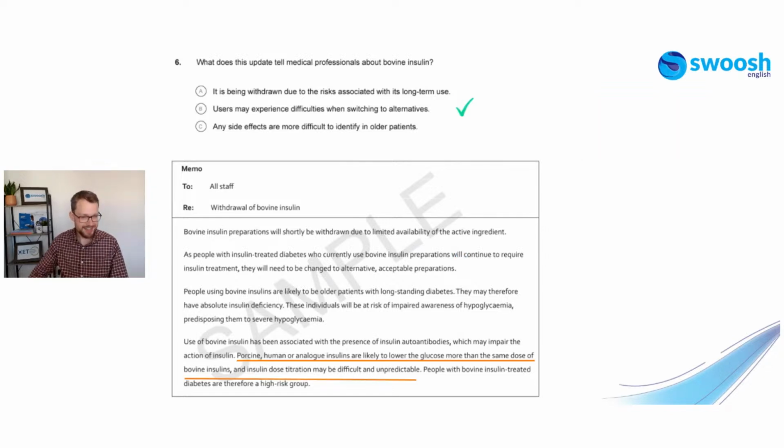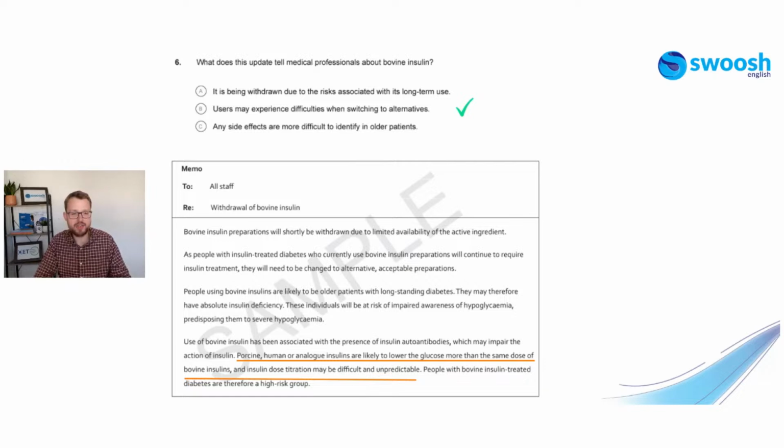So most candidates, I'm happy to say, have answered B. So the majority of you have got the correct answer. Well done to you. So let's now analyze everyone who got it correct or didn't get it correct, but why B was the correct answer. Okay. So the question asks, what does this update tell medical professionals about bovine insulin? So the update is a key word. Tell medical professionals about bovine insulin.